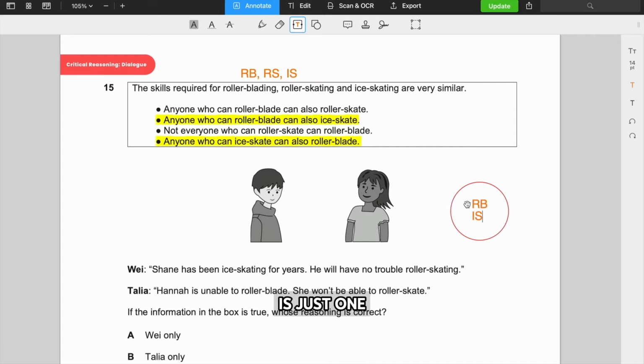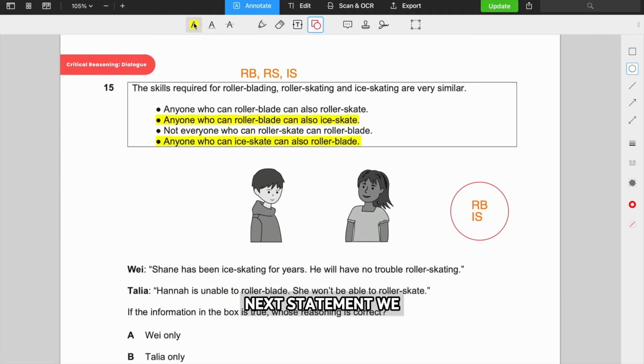So this is just one circle, one entity, because everyone who can rollerblade can ice skate and everyone who can ice skate can rollerblade. So it's just one circle, right? There's no need for two circles, because if there were two separate circles, then that would imply that there's some people who can rollerblade who can't ice skate, or some people who can ice skate who can't rollerblade. So there's just one circle, okay, for the two statements in yellow.